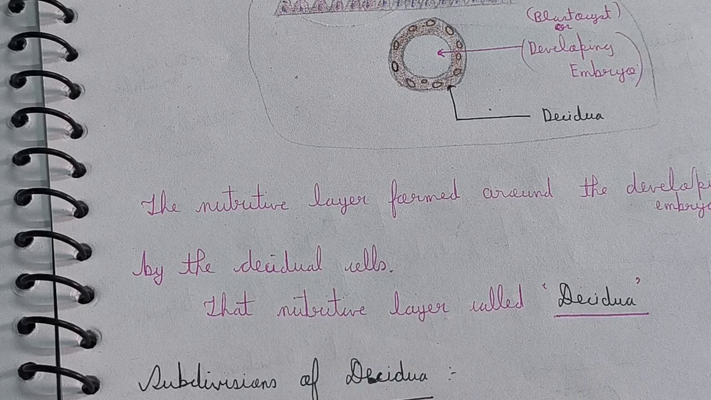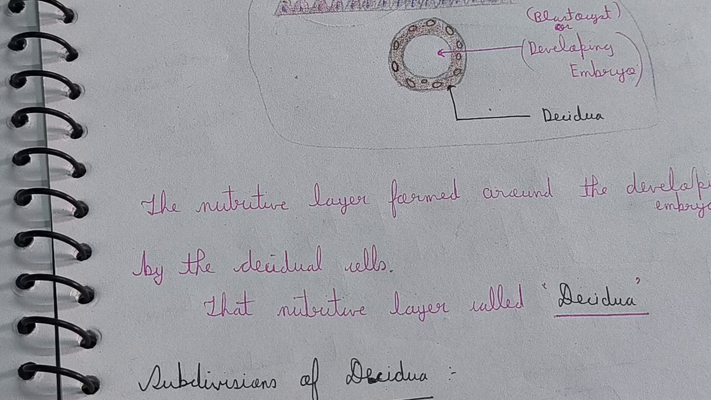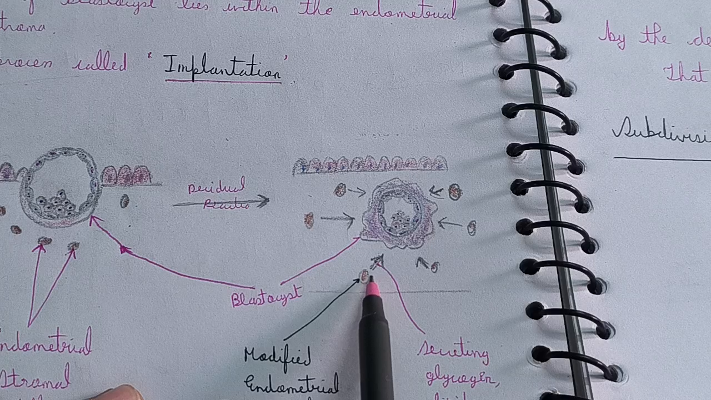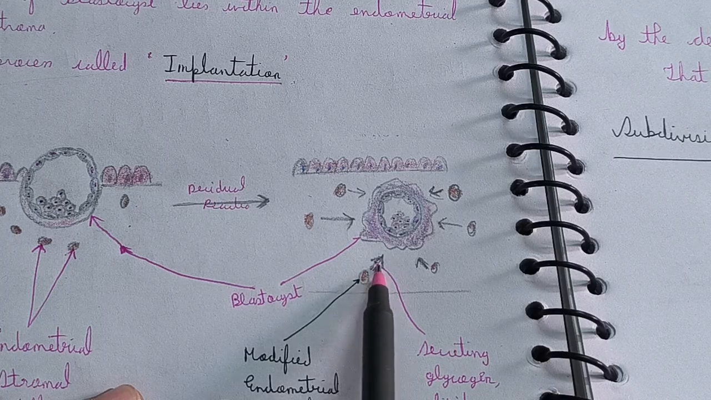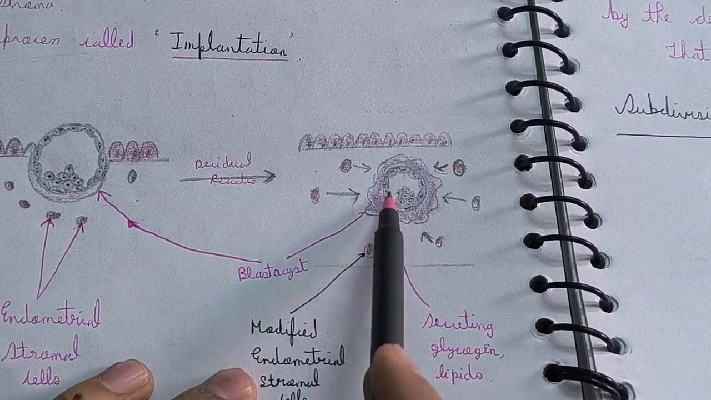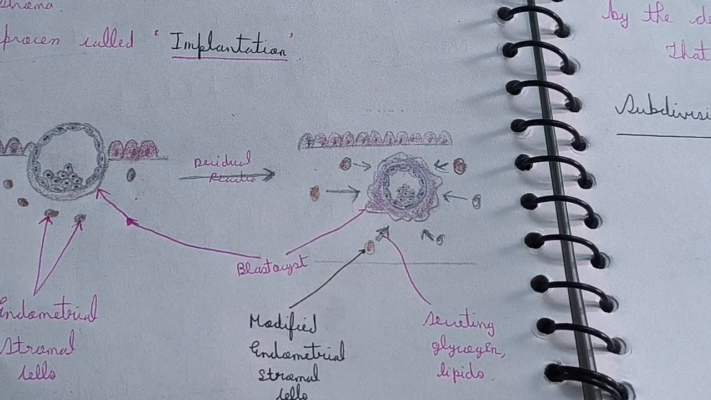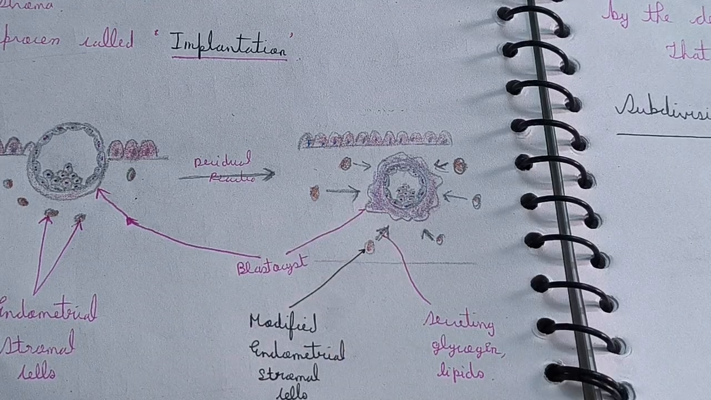Therefore, as you have understood implantation and decidua, the main concept of the decidual reaction is that all the endometrial stromal cells should be modified to secrete glycogen, lipids, proteins for the developing embryo or for the blastocyst until the placenta formation takes place. This is the main concept of decidua and decidual reaction.